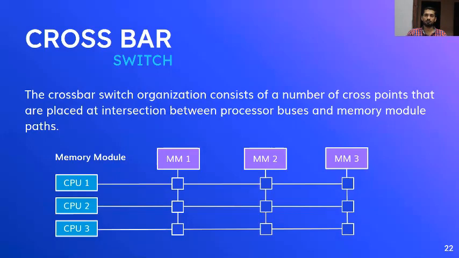Crossbar switch. So what is a crossbar switch? The crossbar switch organization consists of a number of cross points that are placed at the intersection between the processor bus and the memory module bus. So as you can see, the white square is a crossbar switch that connects CPU1 to the memory modules.